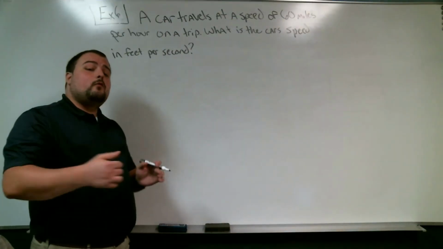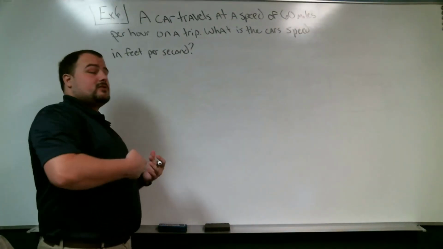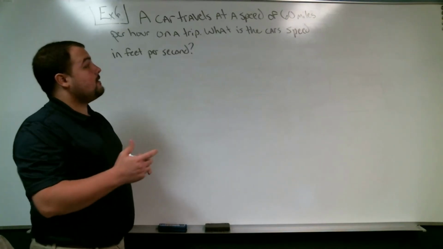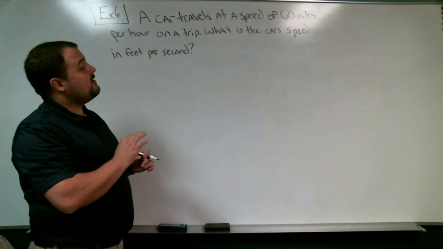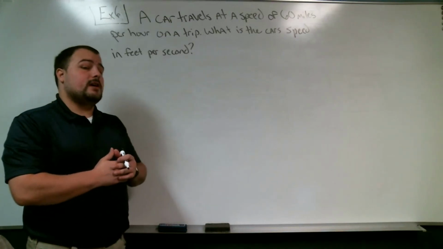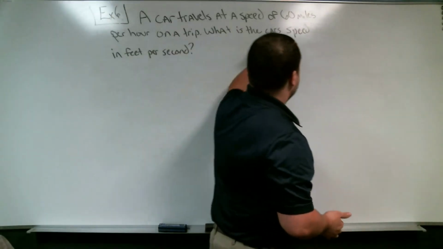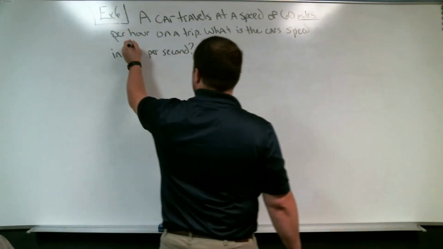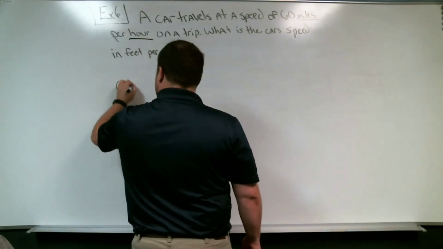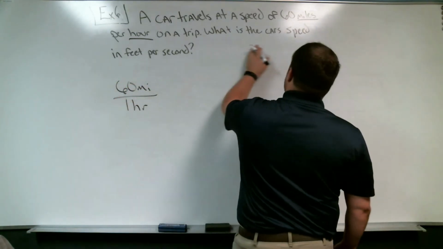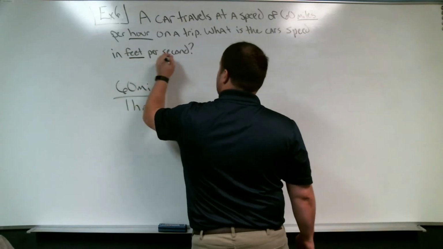So I decided we have one problem left to do. This is our last problem. A car travels at a speed of 60 miles per hour on a trip. What is the car's speed in feet per second? So I'm going to underline all the important information. We know that it goes 60 miles per hour, so I'm going to write 60 miles in 1 hour. What is the car's speed in feet per second?